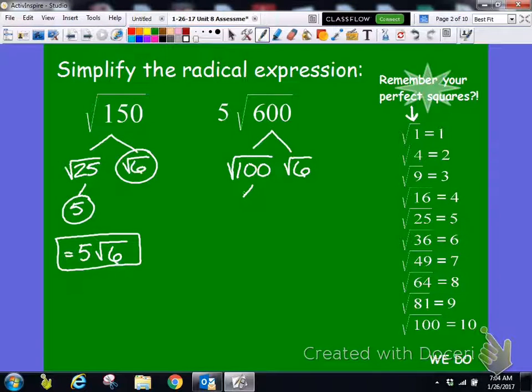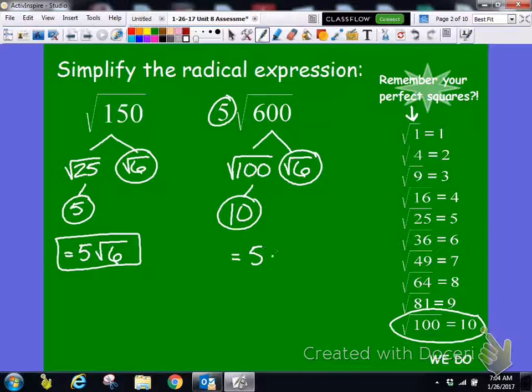The square root of 100, if we look right down here, is 10. So I can pull 10 away from the radical and circle it. And then square root of 6 is the same square root of 6 as on the last problem. I cannot simplify it, so I circle that. Now, the difference between problem 2 and problem 1 is we still have a term that's on the outside, so it has to be included in my final answer. So my final answer is 5 times 10 times the square root of 6, which in this case is just 50 times the square root of 6.